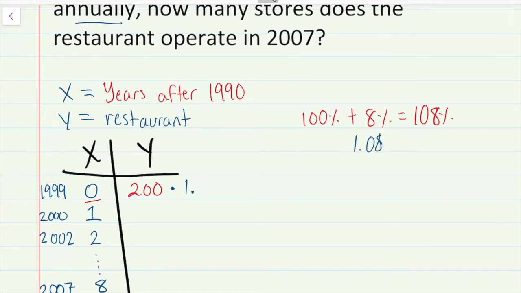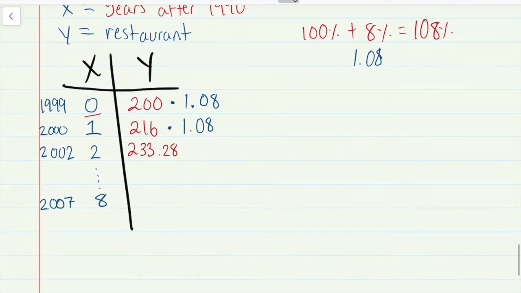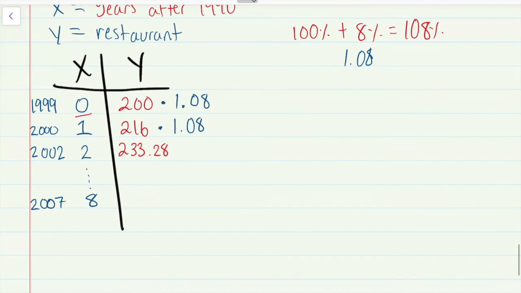1.08. So what's 200 times 1.08? That's going to give us 216. So that's what happened the first year. And then that year, it went another 108% up, times 1.08. And there you have it. We have 233.28 stores. Now, we could keep going over and over, but imagine if they asked you in 30 years, would you do this manually by hand? Heck no. So we have to create a formula to make life easier for us.